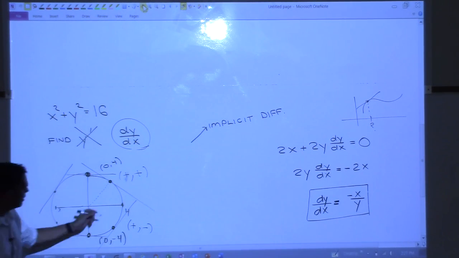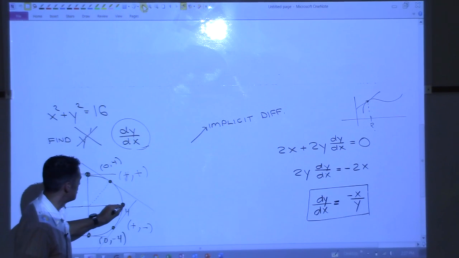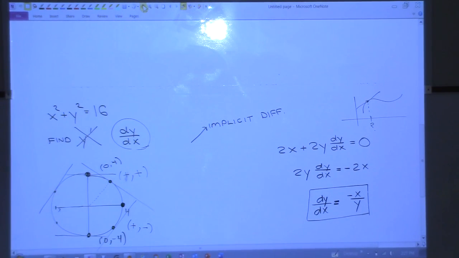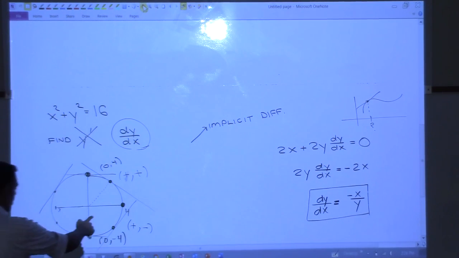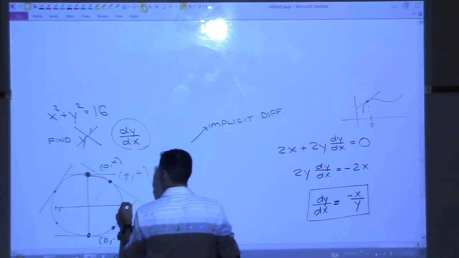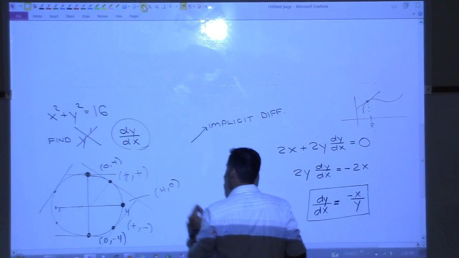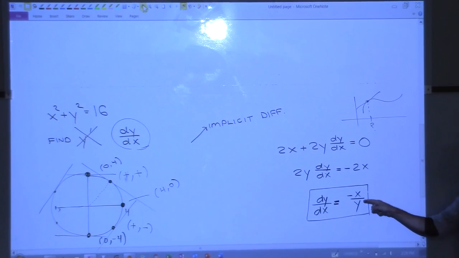Okay? What about here? I've conveniently avoided this one. Yeah, what's the slope there? What's that? Undefined. It's a vertical line. Now, is that what you get when you try the formula? This point, what's the ordered pair here? This is the ordered pair 4, 0, right? So if we plug in 4 for x, there's no problem. But if we plug in 0 for y, we get division by 0, and it's undefined. And vertical lines have undefined slopes. So everything matches perfectly, doesn't it?